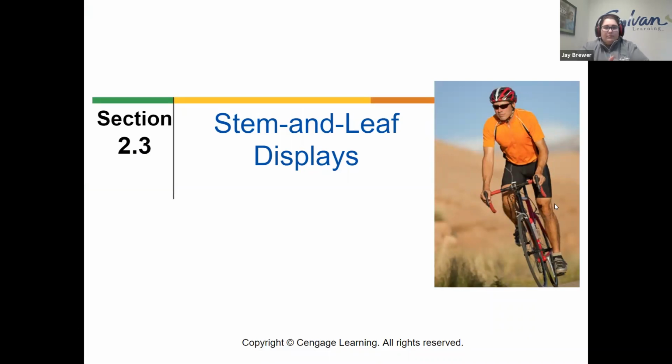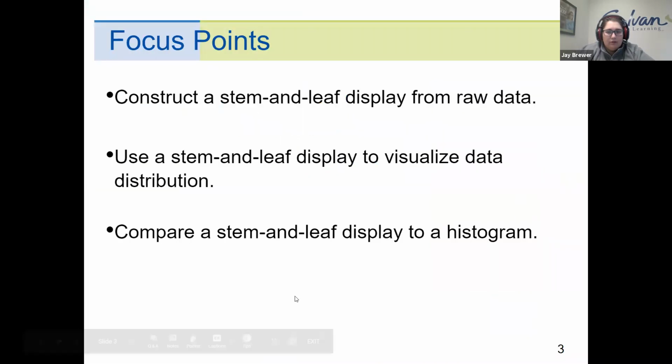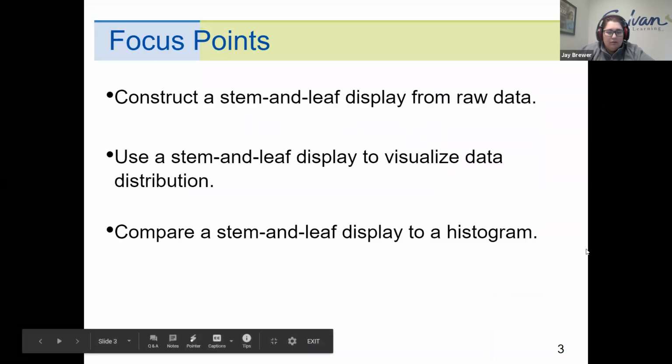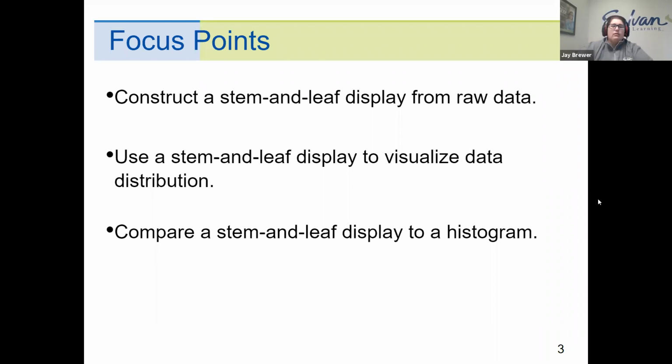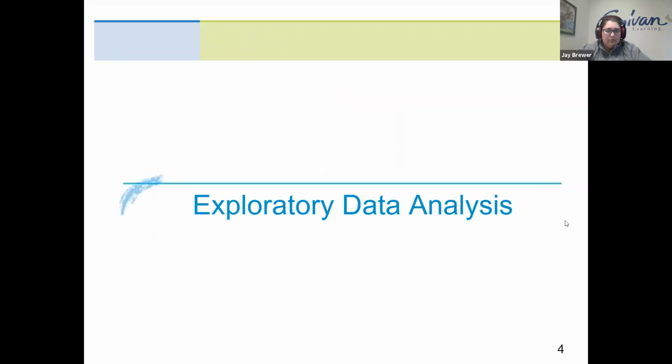We're going to talk about some stem and leaf displays. Again, this will be something that if you do the activity for chapters 4 and 5, they will come back. So don't forget how to do them because they will come back. We're going to learn how to construct a stem and leaf display from raw data. We're going to be able to visualize the distribution and compare stem and leaf plots to histograms. It is, I think, kind of cool to see that.